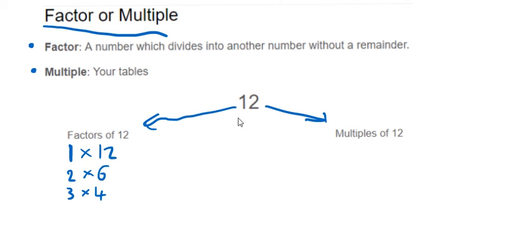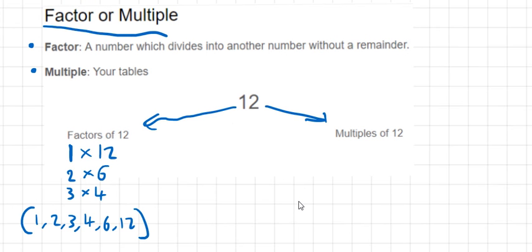The next one after that would be 4, but we see here that we already have 4 in our list, so we can't go any further. So 1, 2, 3, 4, 6 and 12 are all factors. If you wanted to list them out, you could put them into a list like this. So those are all of the factors of 12.